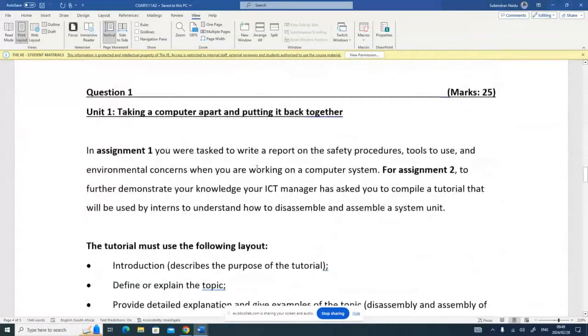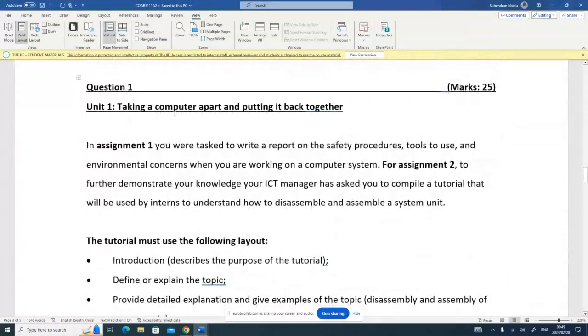In question 1, taking a computer apart and putting it back together. In assignment 1, you were tasked to write a report on the safety procedures, tools to use, and environmental concerns when you are working on a computer system. For assignment 2, to further demonstrate your knowledge, your ICT manager has asked you to compile a tutorial that will be used by interns to understand how to assemble and disassemble a system.